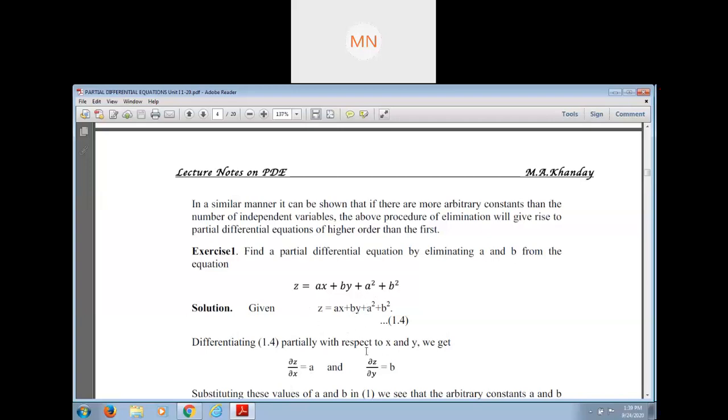Similarly, if we differentiate this with respect to y, then we consider x as a constant. Do you understand? Yes, ma'am. If we differentiate with respect to x, we consider y as a constant.